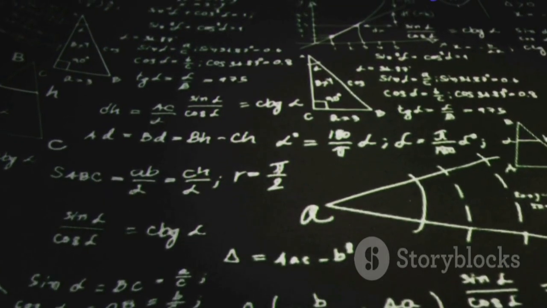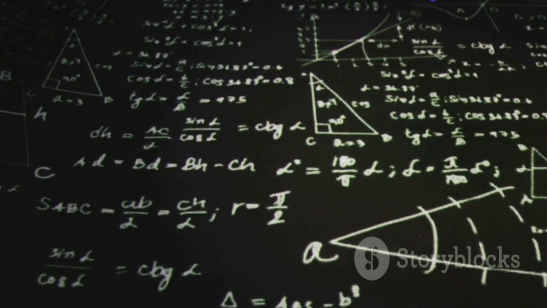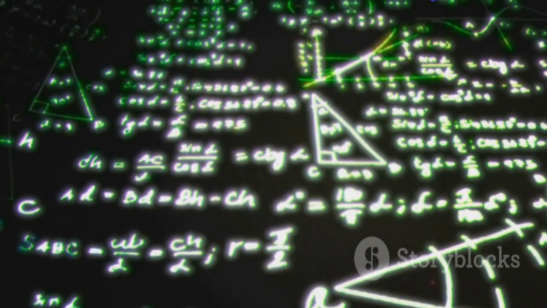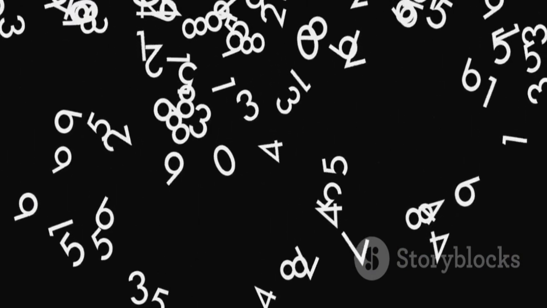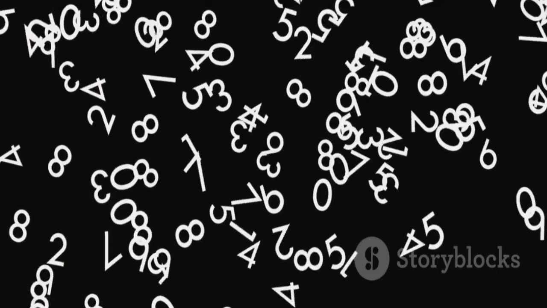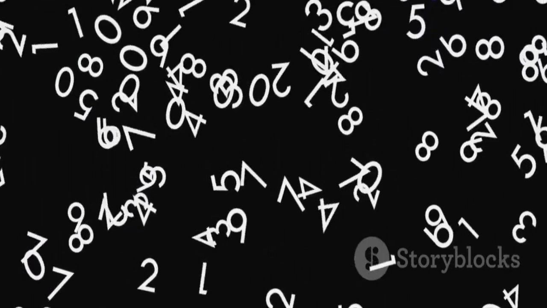The infinity we've been dealing with so far is called countable infinity, denoted by the symbol Aleph 0. It represents the set of all natural numbers, 1, 2, 3, and so on, a set that is infinite but can still be counted, even if it takes forever.